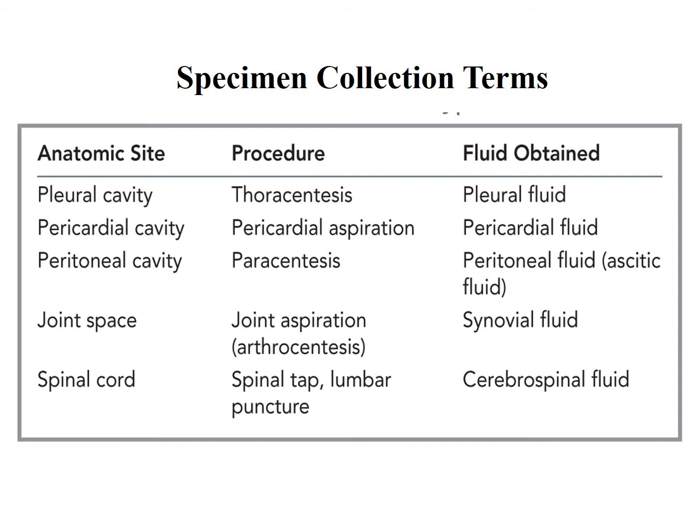Similarly, for the pericardial cavity, which contains the heart, you are performing a pericardial aspiration or pericardiocentesis through that cavity wall, producing pericardial fluid. Now, when we talk about the abdominal wall or the peritoneal cavity, we're talking about a paracentesis or abdominal paracentesis from that cavity, producing peritoneal fluid or ascites fluid. Ascites is a term to describe an effusion specifically from that cavity, and it's another name for peritoneal fluid.